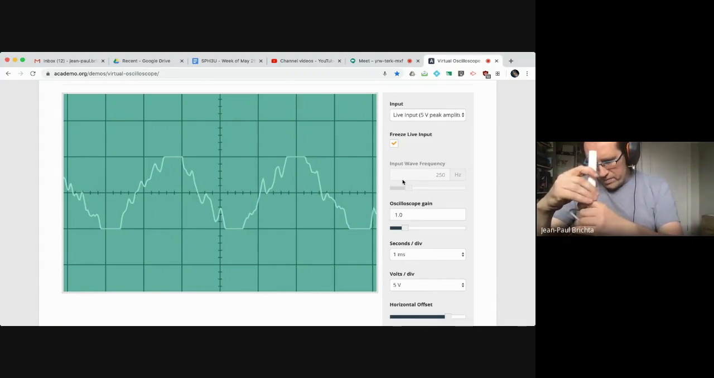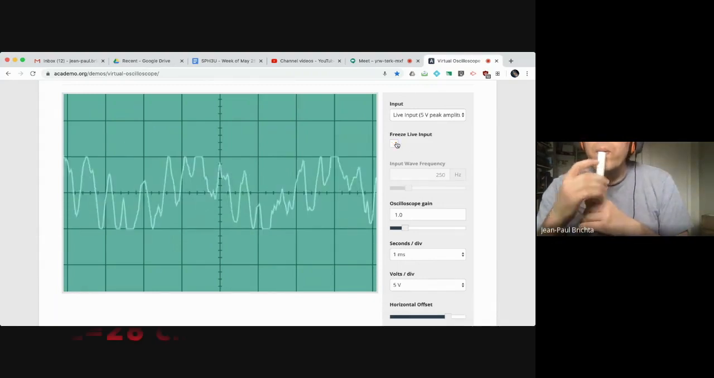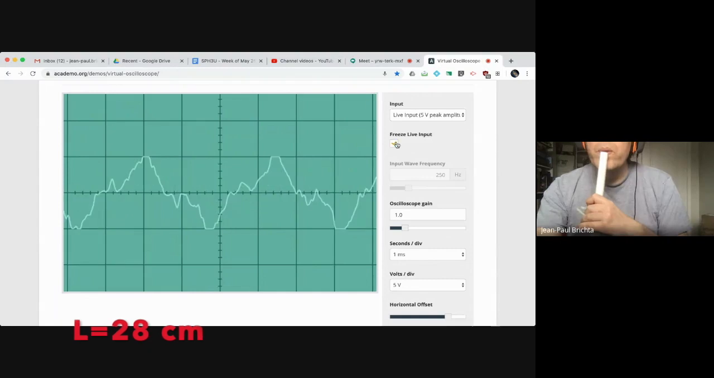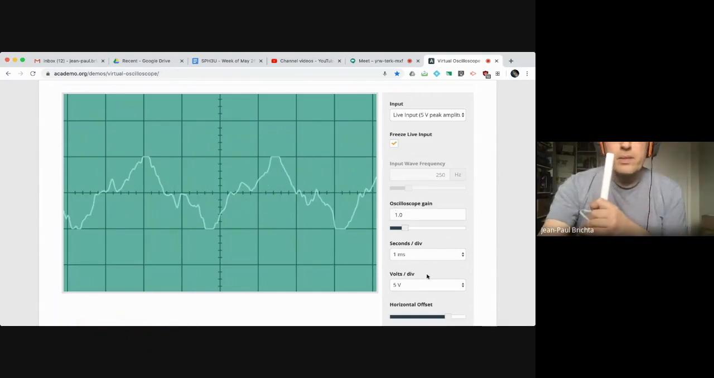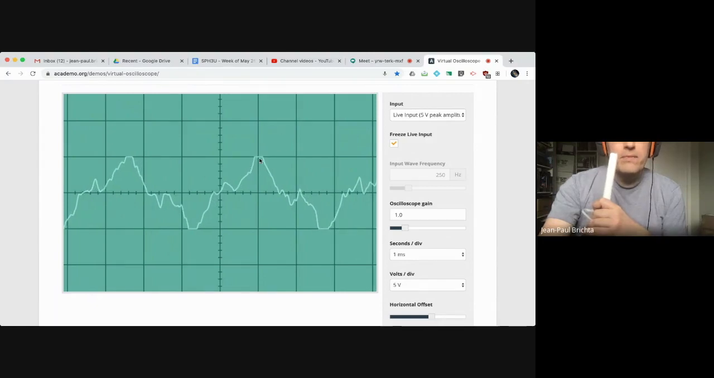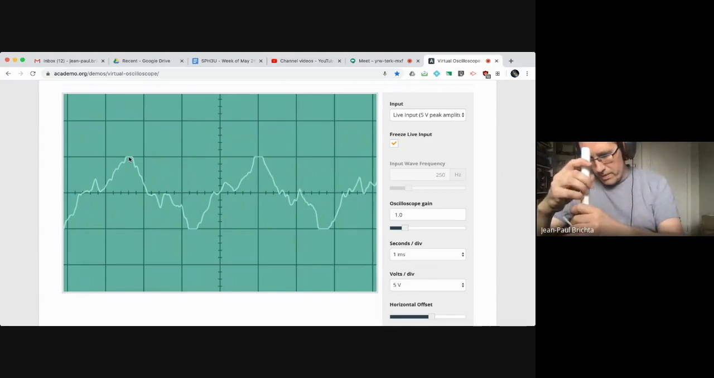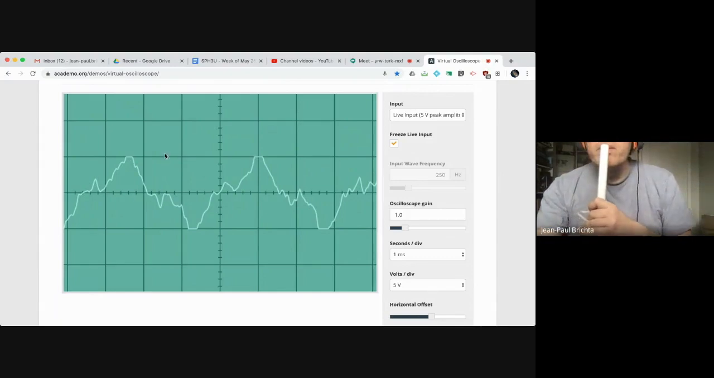Next, we're going to go to 28 centimeters. 28 centimeters, here we go. All right, nice one. If I move that one there, and look at the middle of this crest and measure backwards to the middle of this crest, how many divisions is that? All right, we got two more. Here's 30 centimeters. 30 centimeters.